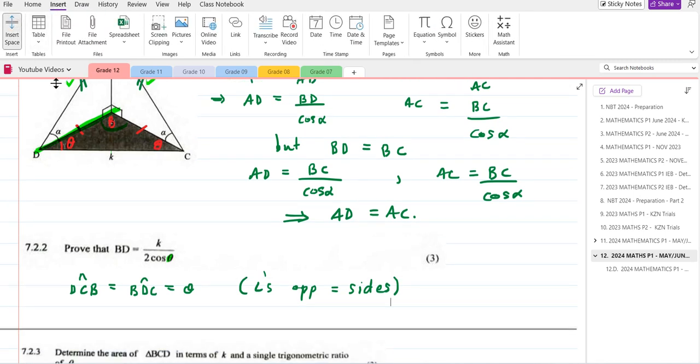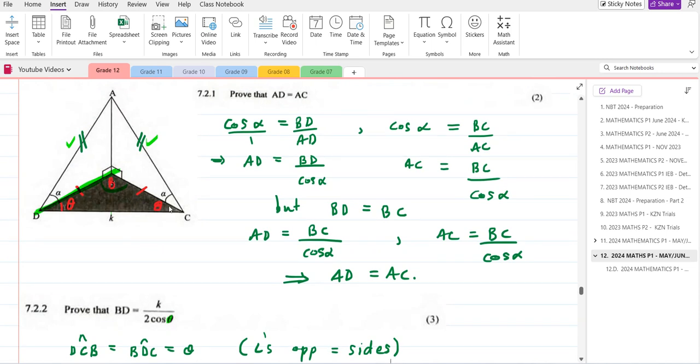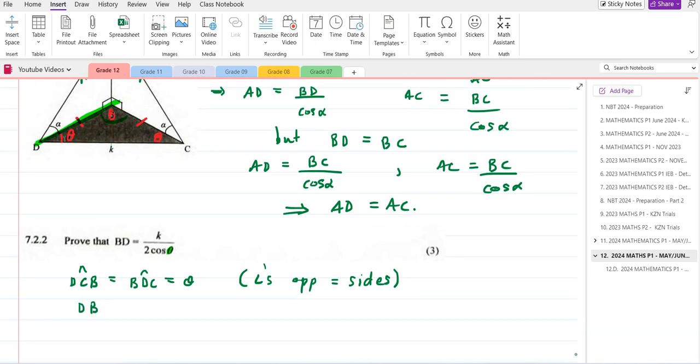Do we need to do that? Cos theta. So we want to prove BD. When you get the length BD in terms of theta, we have to look at the horizontal plane, right? So the side that's given, K over sine of that angle. So let's just find DBC. Angle DBC is equal to 180 degrees minus 2 theta. That is the sum of angles of triangle BCD.